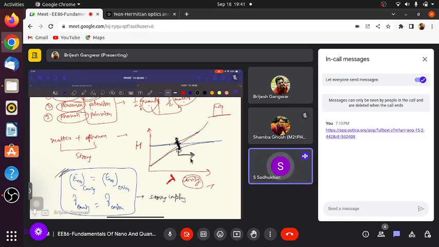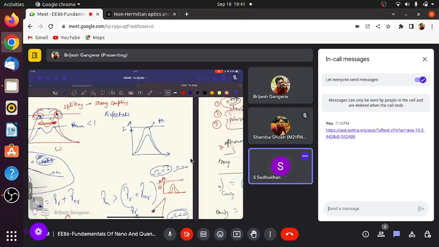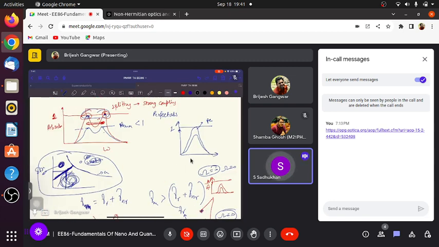Sir, I just have one question. Can you please go to the previous page? Here, as I can see, the damping factor is coming everywhere. Is there any relation between the damping factor and the quality factor of this kind of absorption curve?